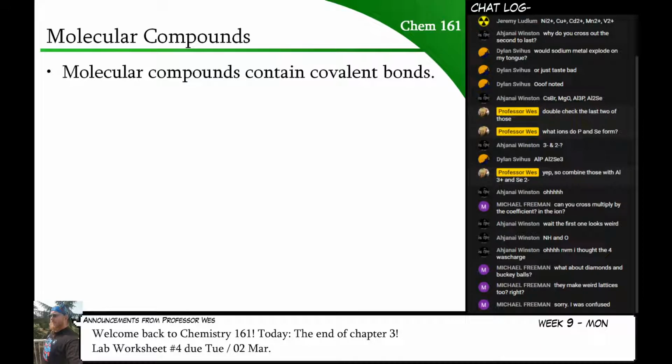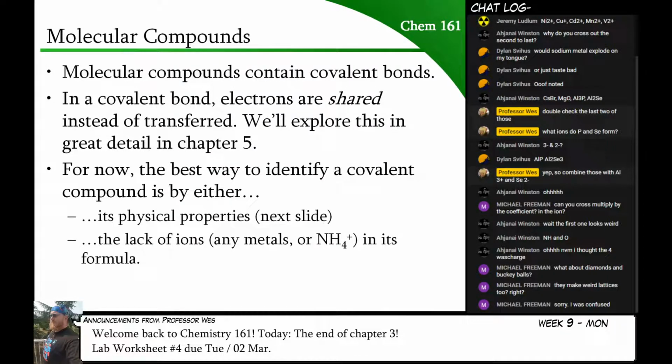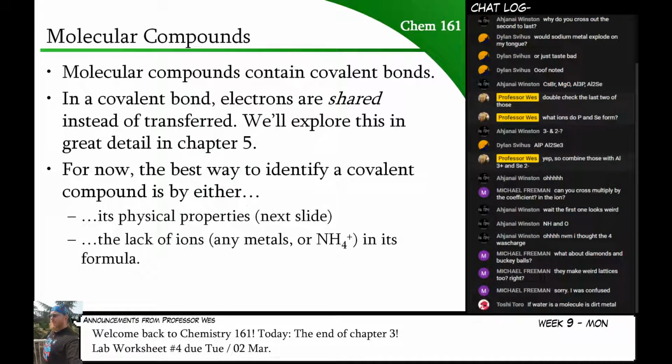Now, covalent compounds, on the other hand, are very different. And we're not going to really talk too much about covalent bonds yet. We're going to talk about this a lot in Chapter 5 and the end of Chapter 4. But for now, here's what we're going to do to identify covalent compounds. We're going to look at their physical properties. Or that there are no metals or ammonium in them. So if you look at a formula and you don't see NH4 and you don't see a metal, it's covalent. What do covalent compounds do? They're just sort of the opposite of ionic compounds. So ionic compounds are conductive and they melt at really high temperature.